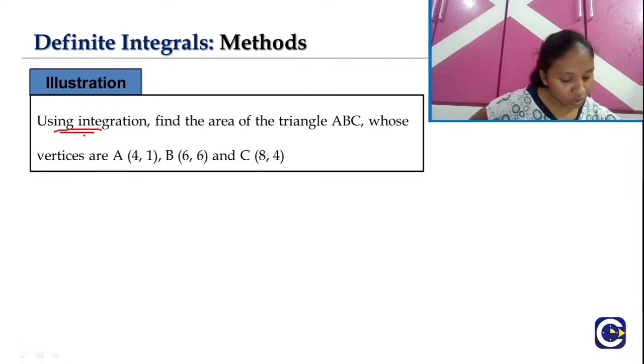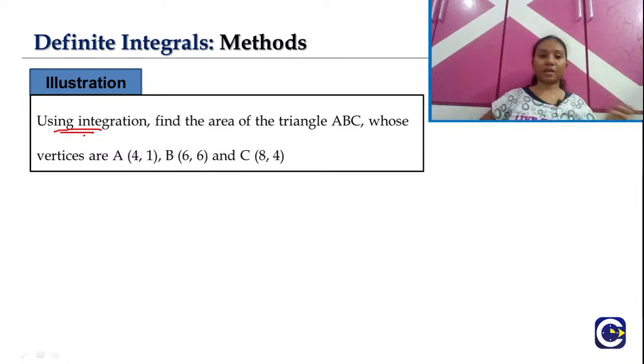Okay, someone has already given the area. Okay, fine. So you can get the area by our normal method easily, but here my point is to try solving and find the area using the integration method.